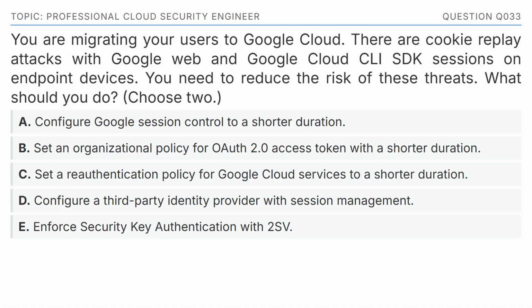The options are: Option A, configure Google Session Control to a shorter duration. Option B, set an organizational policy for OAuth 2.0 access token with a shorter duration. Option C, set a re-authentication policy for Google Cloud services to a shorter duration. Option D, configure a third-party identity provider with session management. Option E, enforce security key authentication with 2SV.